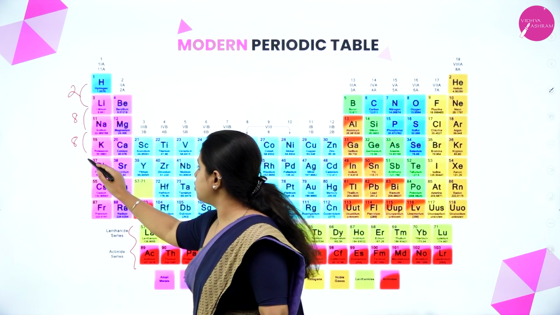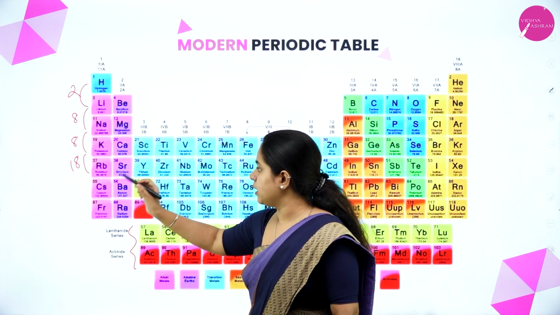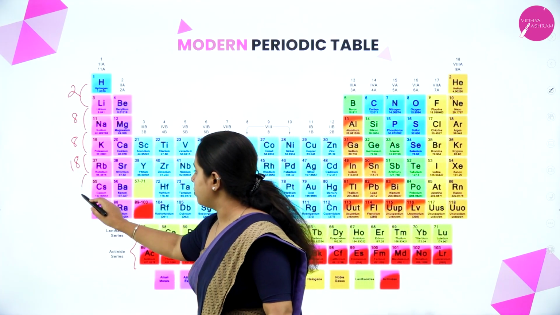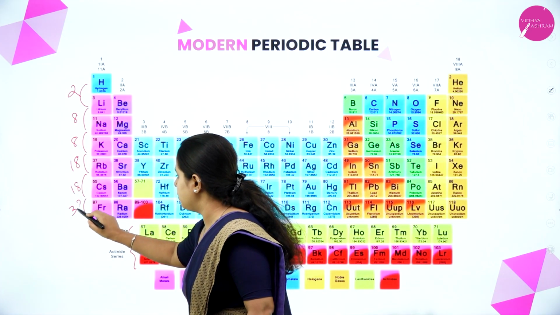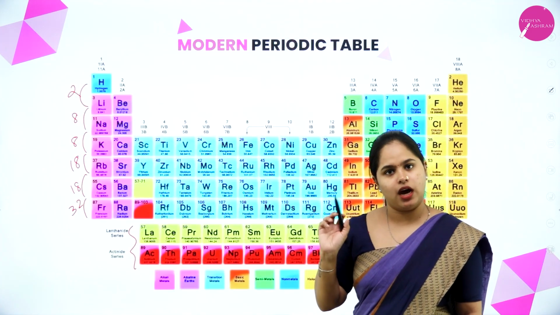Then from potassium to rubidium, it is 18, right? The atomic number of rubidium is 37. Now again if we move from here to here, it is 18. From here to here again, it is 32, right? So that is what is mentioned in this line. I hope it is clear.